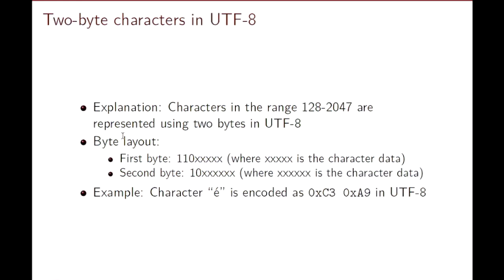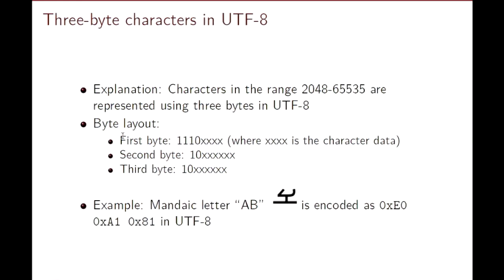If you compare, instead of 1, 1, 0, we go 1, 1, 1, 0 to say we're about to have a 3-byte sequence. That leaves you 4 bits on the end, plus another 6 bits, plus another 6 bits. 6 plus 6 plus 4 is 16. That gets you up to 65,000.